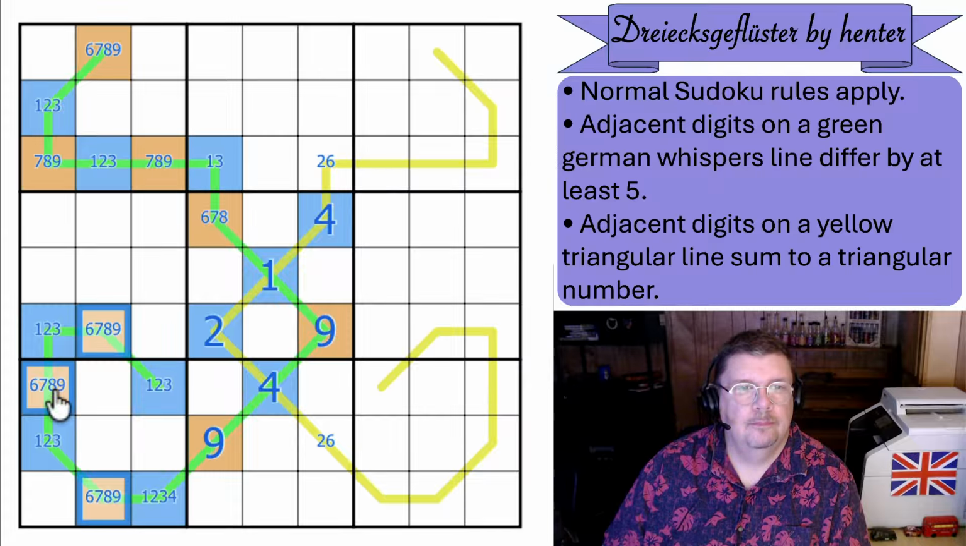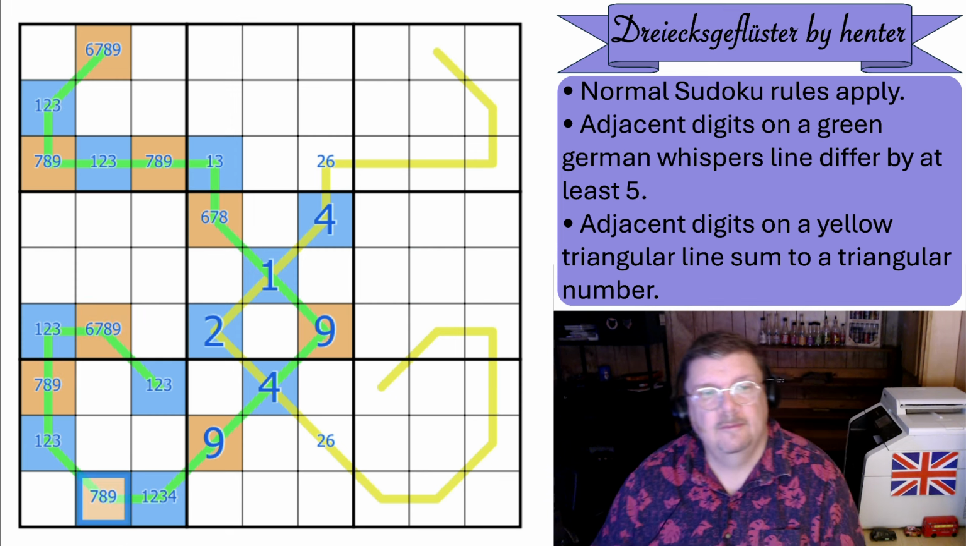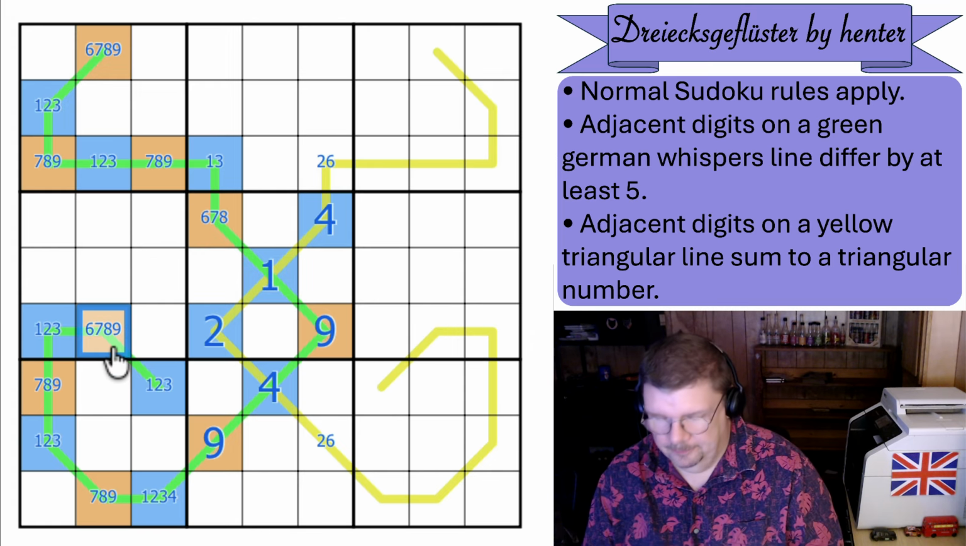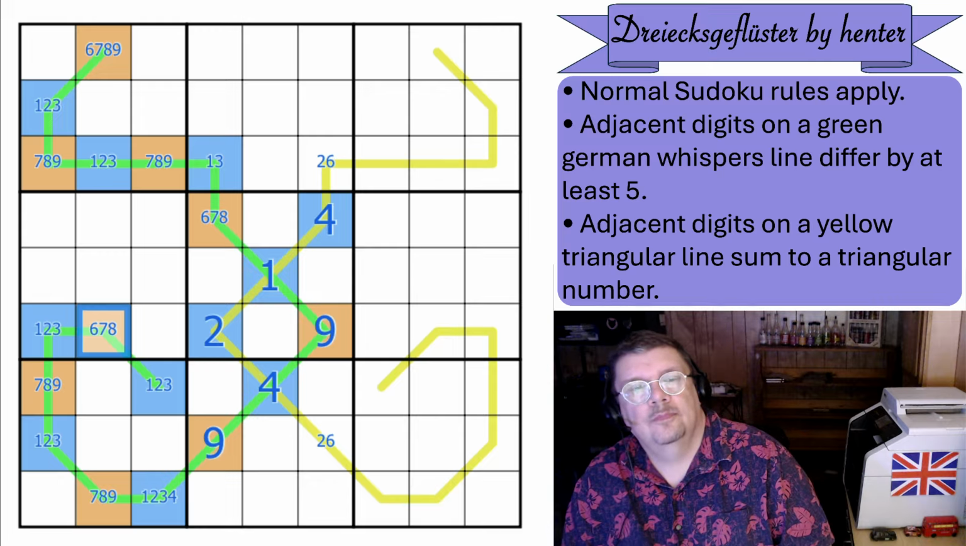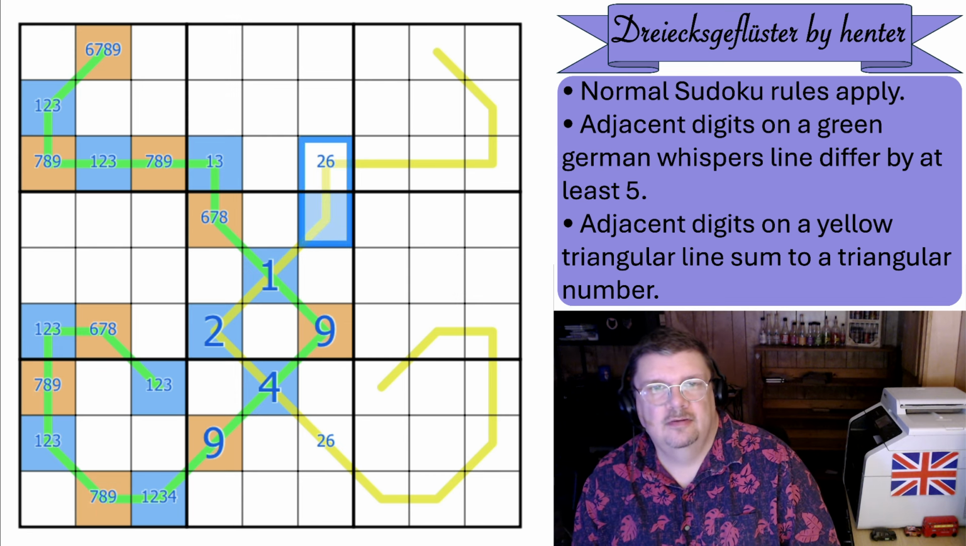This one can't be a 6. And this one can't be a 6. Okay. And that one can't be a 9. Hang on. That's not right. That's 1 plus 4, which is 5. What have I done wrong? No, all that German Whispers logic is sound. It's only this that's not sound.